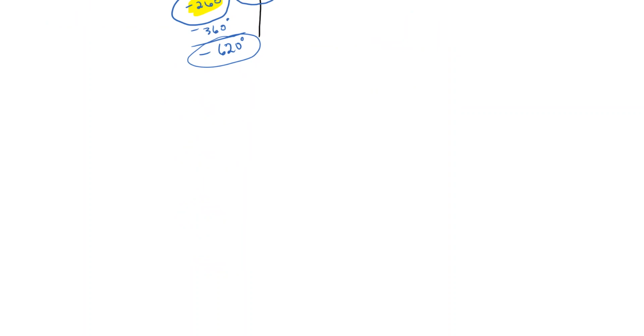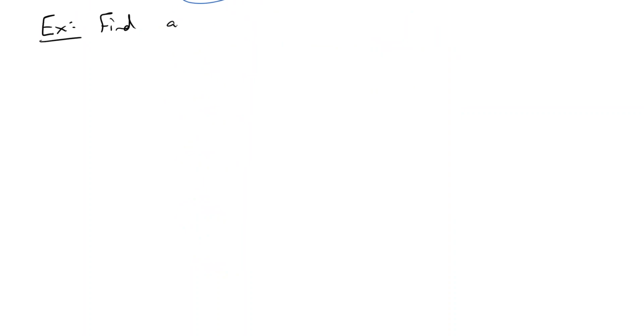Alright, let's do another. Let's work in radians now. Find angles coterminal with 2 pi over 3. And we're not going to do anything in degrees here.